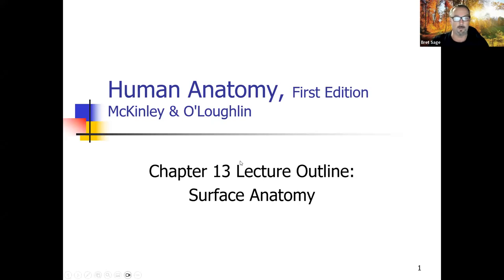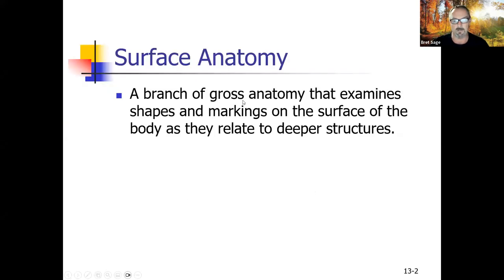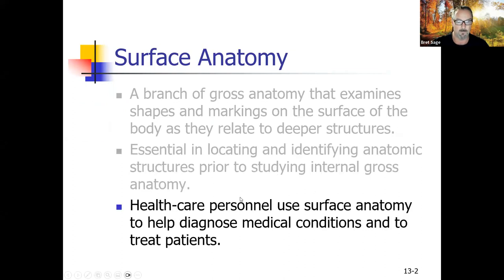Surface anatomy is super important because that's the part of most patients that you'll be interacting with. So I emphasize this chapter pretty heavily. Okay, surface anatomy. It's a branch of gross anatomy. Remember, gross anatomy, unaided, naked eye. Examine shapes and markings on the surface of the body as they relate to deeper structures. Now, many of the surface anatomy features are named based on the bones or muscles just below them. Essential in locating and identifying anatomic structures prior to studying internal gross anatomy.